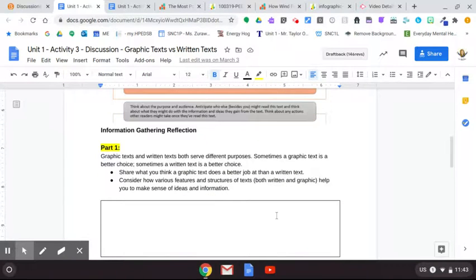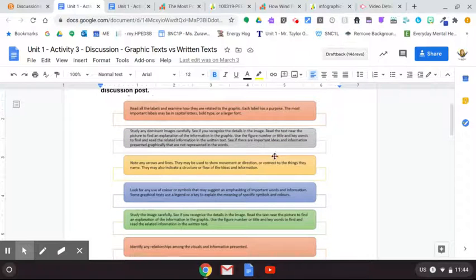But then some people just like a plain old written text. It's not so bright. It's not so colorful. My eyes aren't darting all across the page. So those are the things that you are going to be sharing in your discussion. So either, what I find really great about a graphic text is, and you might explain that. Or, what I find really great about a written text is, and you might explain the features that you think are good about those things.